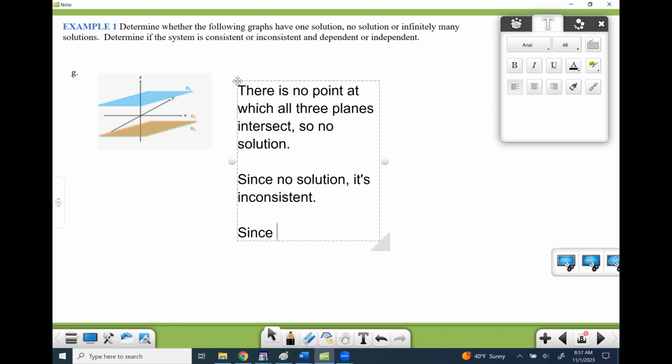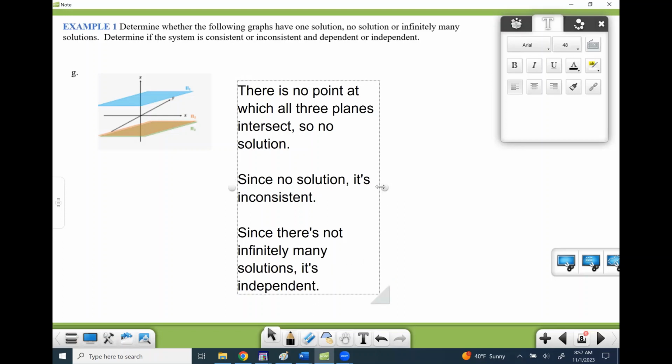And since there's not infinitely many, boy, infinitely is the hardest thing for my fingers to type. All right, since there's not infinitely many, oops, apparently many is too. Since there's not infinitely many solutions, it's independent.